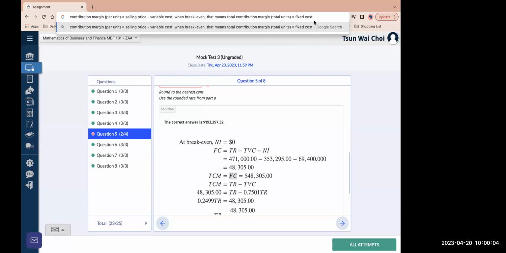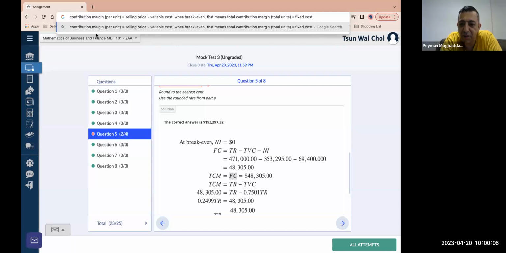How are you guys doing with test 3? Everyone is doing great, or I saw some people did it already.